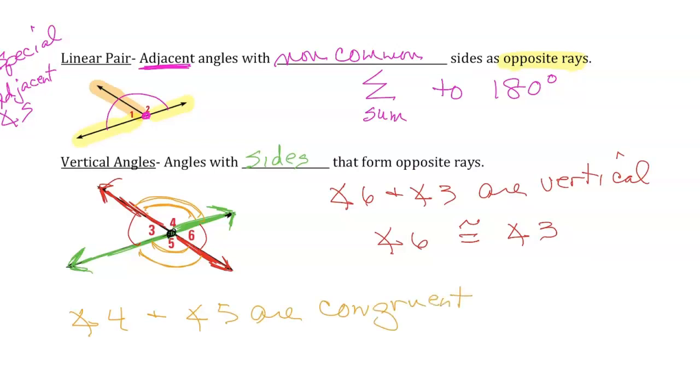Excuse me, I should change that. They are vertical angles, and because they are vertical angles, that makes them congruent, okay? I'll put my little angle symbol there.